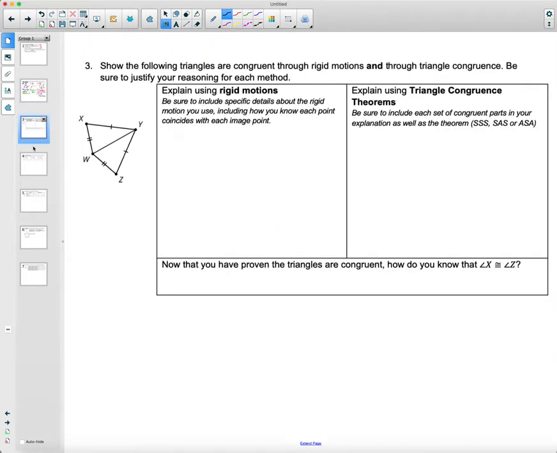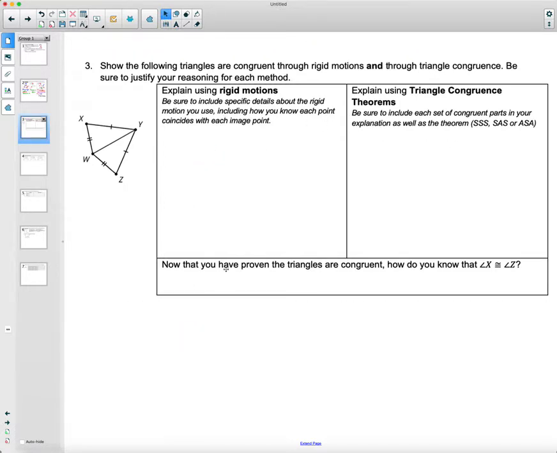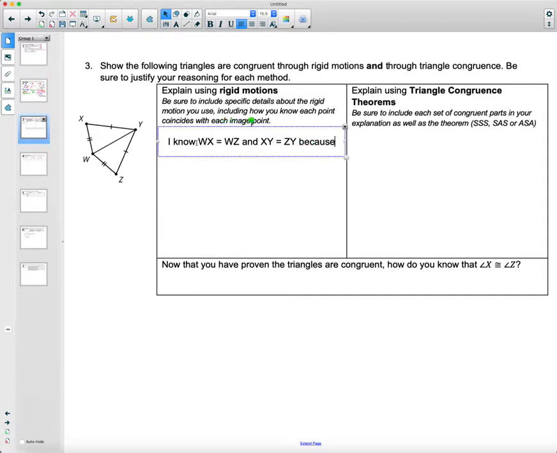All right, then taking a look at this one, if we're going to be explaining in two different ways using rigid motions or triangle congruence. Remember, when we do rigid motions, you want to make sure that you're talking about what rigid motion you're doing specifically and how each of the parts land on each other. Okay, so I know WX is equal to WZ and XY is equal to ZY because it's given on the picture.